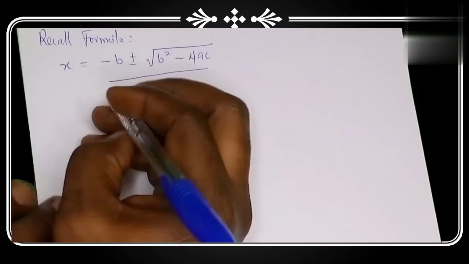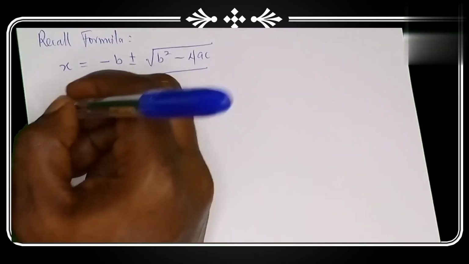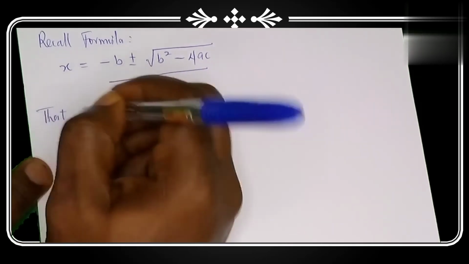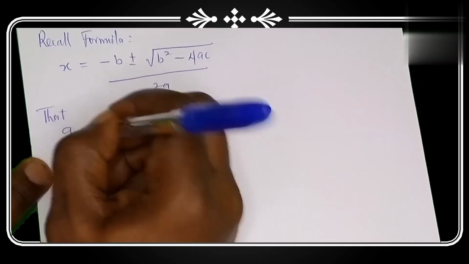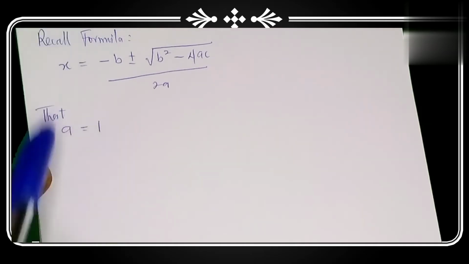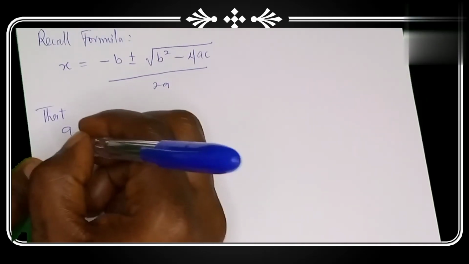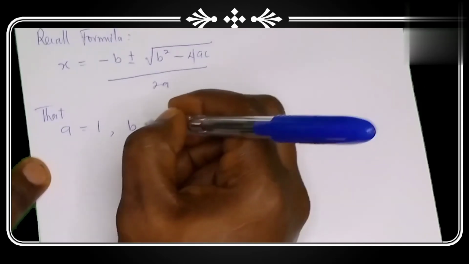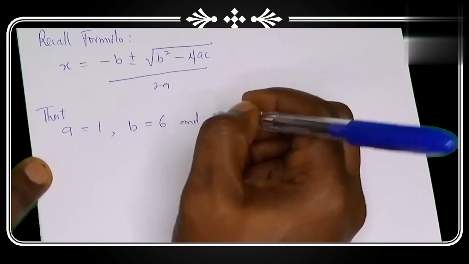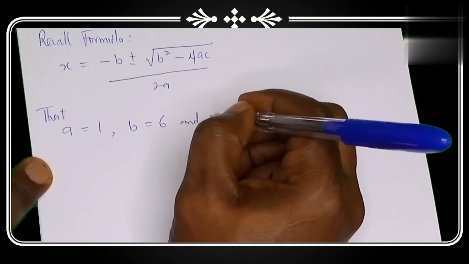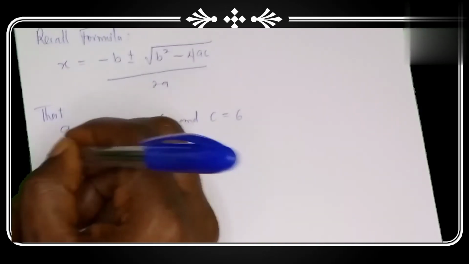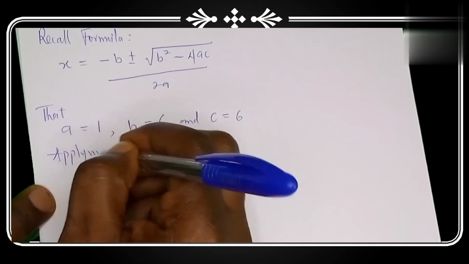Now, using this general formula, you have to know that a is 1 from the expression, the coefficient of x squared is a, and that is 1. The coefficient of x is b, and that is 6. And the one without variable, which is c, is 6. Now apply these values.